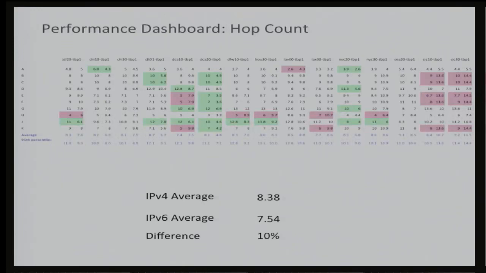But that second to last row in black is website J, and you can see that the hop count is shorter over v6 than it is over v4. In fact, it's more than 30% shorter over v6 than over v4. Why would the latency be higher if the path is shorter? Tunnels, of course. So obviously website J is doing tunneling inside their network.